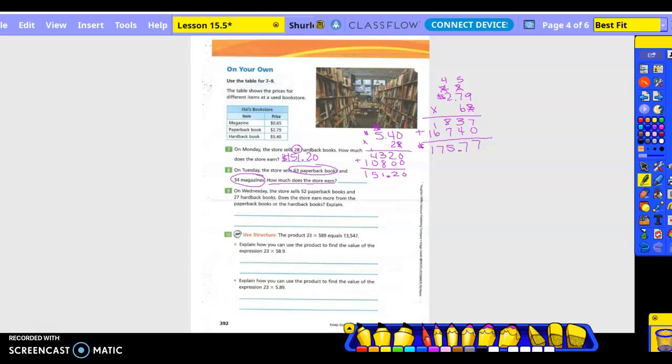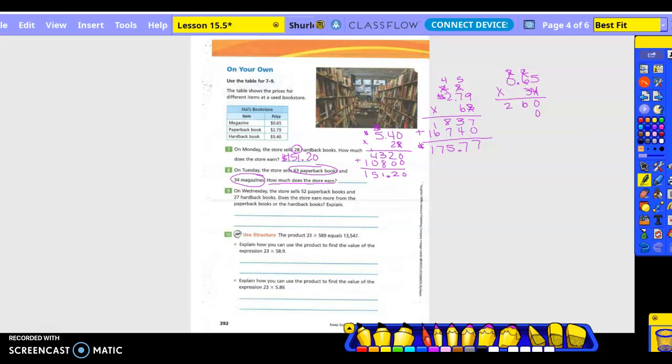How much are magazines? 65 cents times how many? 34. 4 times 5 is, put a 0, carry the 2. 4 times 6 is, plus 2 is, carry the 2. 4 times 0 is 0, plus 2 is 2. Mark off the 2, mark off the 4, and put a 0 to hold our spot.